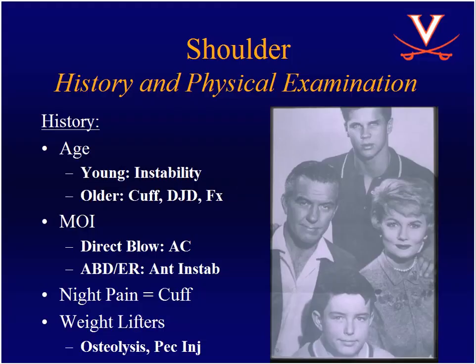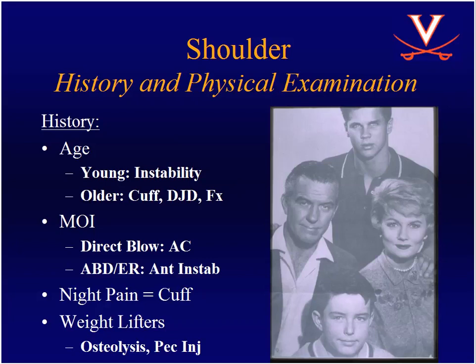The key when you're looking at shoulder patients is to consider several factors in the basic history. One of those is the age. Younger patients have instability. Older patients may have rotator cuff disease or fractures or arthritis. The other issue is the mechanism of injury.